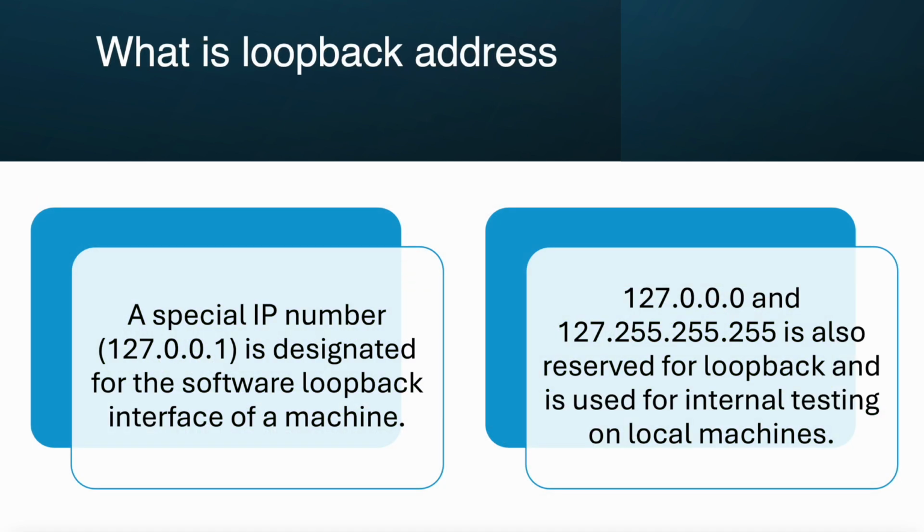What is loopback address? A special IP number, 127.0.0.1, is designated for the software loopback interface of a machine. The numbers 127.0.0.0 and 127.255.255.255 are also reserved for the loopback, and it is used for internal testing on local machines.